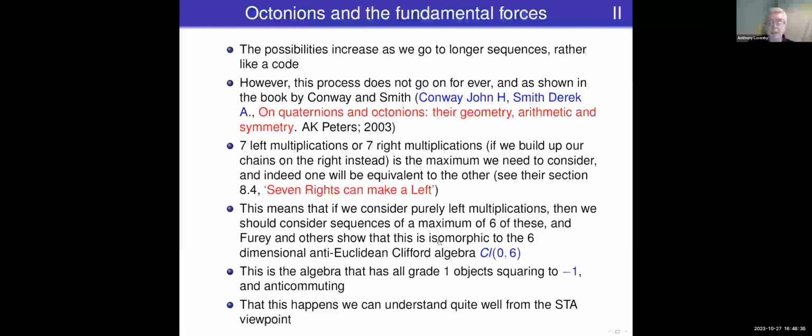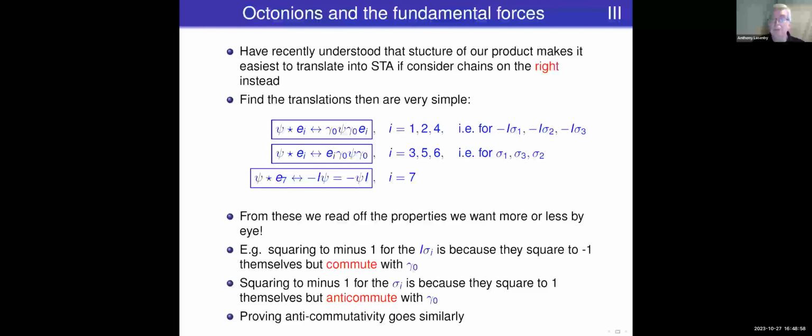And Furey and others show this is isomorphic to the Clifford algebra Cl(0,6), where all the grade 1 objects square to -1, and they're anti-commuting. Now, that much probably most people know. Let me show you a different view on this. That this happens, we can understand quite well from the STA viewpoint.